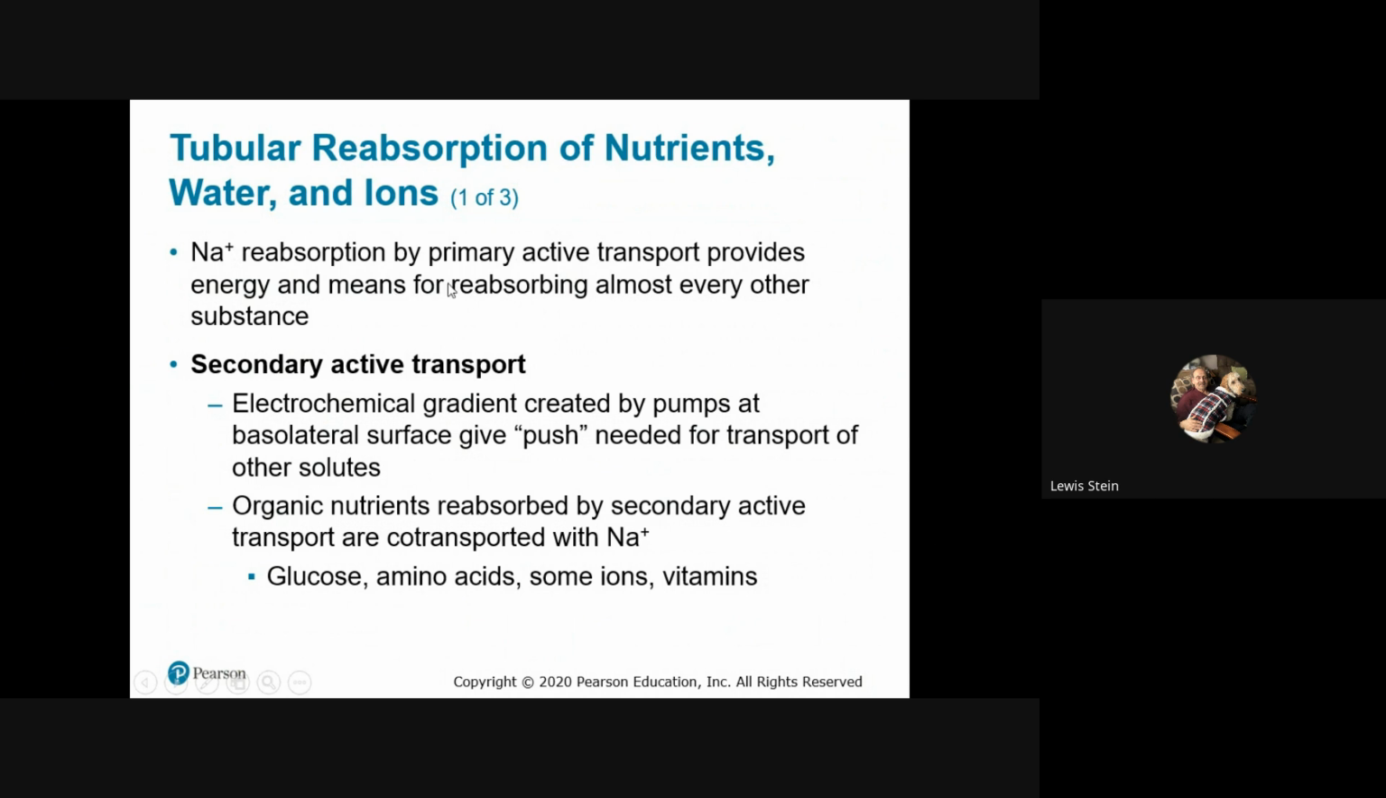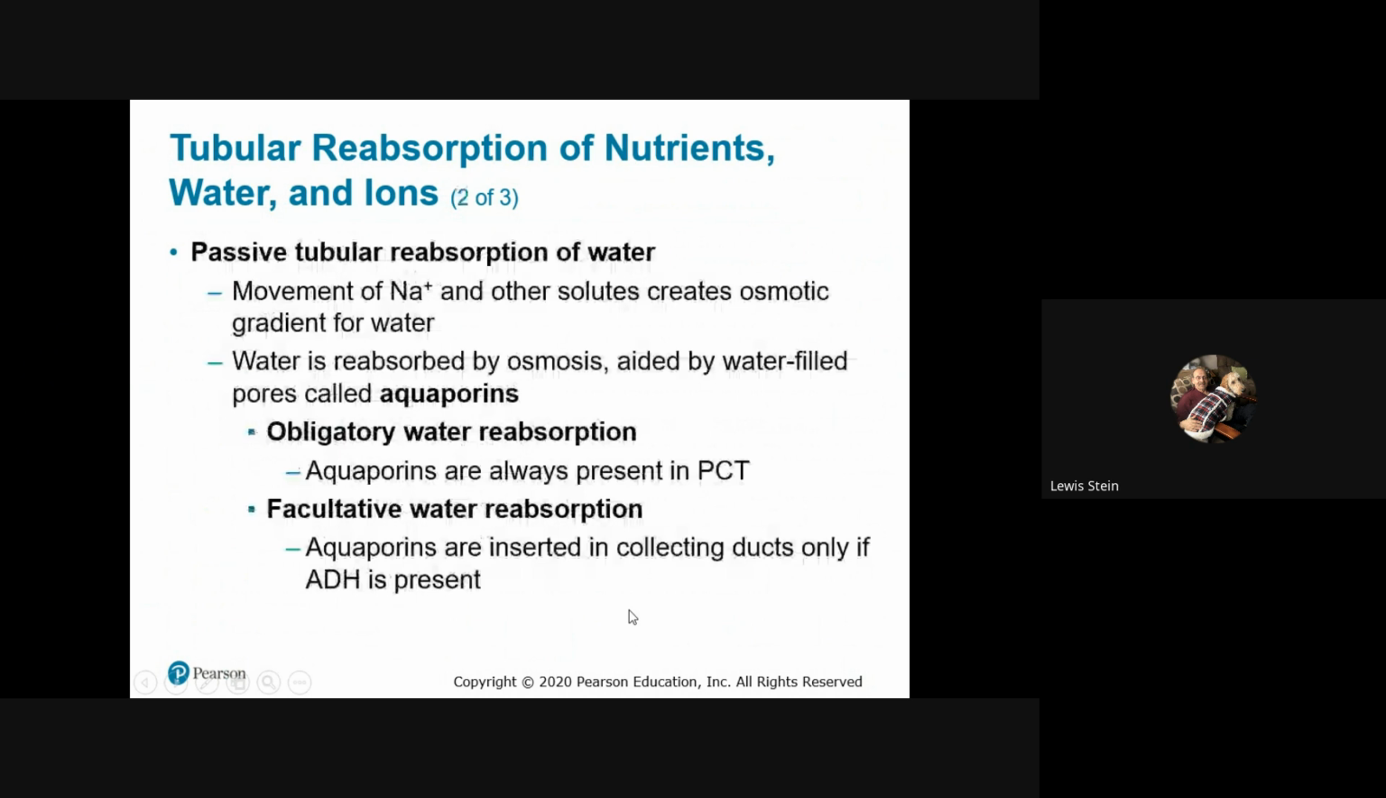So sodium reabsorption is the primary way. Secondary active transport also goes on to a certain amount, using electrochemical gradients, not unlike what we learned about the mitochondria. That moves glucose, amino acids, things like that. We have passive absorption of water, driven by the osmotic gradient. Water easily moves in the proximal tubule, as I was talking about.